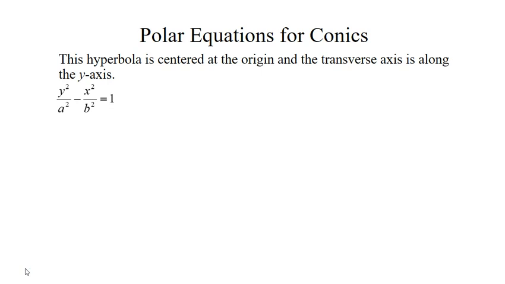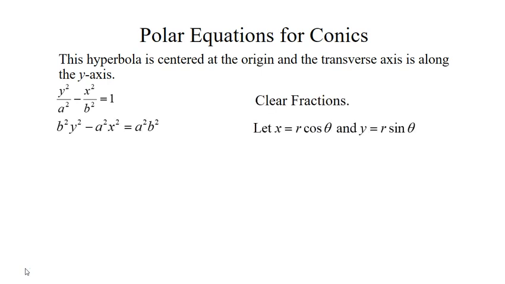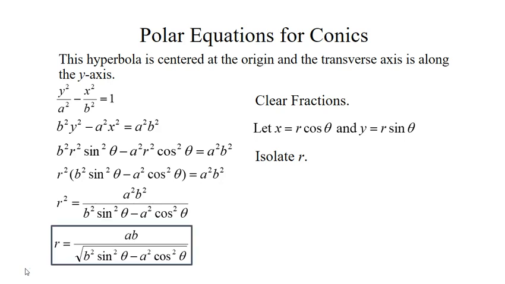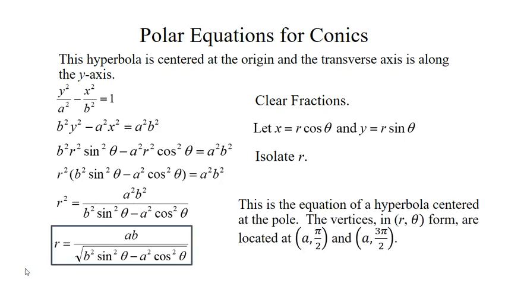And this is a hyperbola centered at the origin, and it has a transverse axis along the y-axis. So we're going to go through the same process we did before. All we've done is just exchange x and y. So it'll open up and down. So in this case, you're going to have your vertices at (a, pi over 2) and (a, 3 pi over 2).